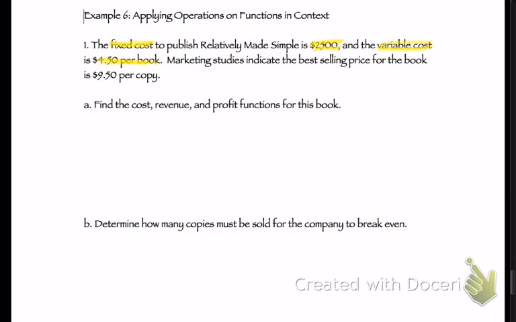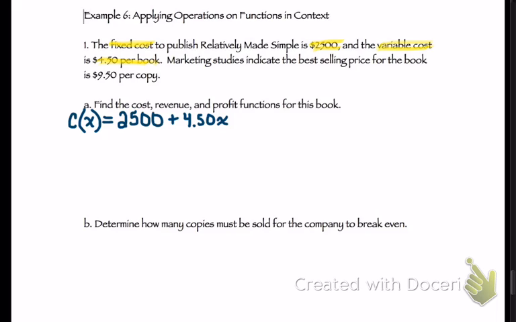So if I decided to write my cost function, I'm going to use C of x, and I'm going to write it as 2,500 plus 4.50x. It's okay to have it the other way, 4.5x plus 2,500. That's all right. No big deal.